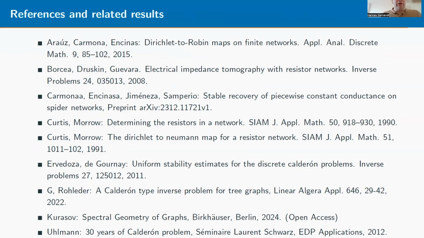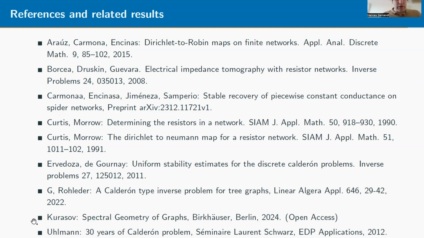I'm already at the end of my talk, so here is a list of references on the subject. I just sorted them alphabetically. There is a lot of work which was done already in the 90s by Curtis and Morrow, who also study Dirichlet-Neumann maps. There's also quite interesting work in the quantum graph case. There's this recent book by Pavel Kurasov on spectral geometry of graphs, who also studies this inverse problem I showed you for quantum graphs. And it's also nice that it is open access.